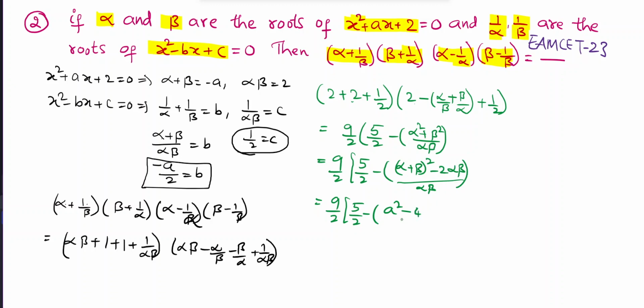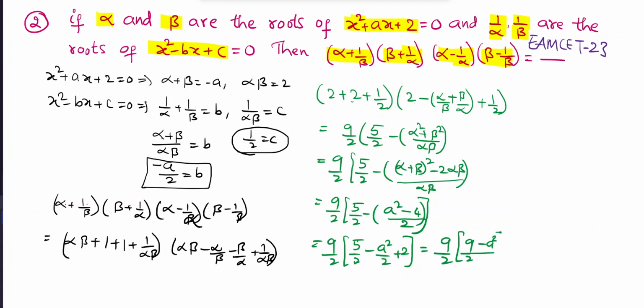4 by alpha beta is 2. That is equal to 9 by 2 into 5 by 2, minus a square by 2, minus into minus 4 by 2 is 2. That is equal, here 5 by 2 plus 2 is, this is also 9 by 2. 9 by 2 into 9 by 2 minus a square by 2, that is 9 minus a square by 2, that is equal to 9 by 4 into 9 minus a square. This is the final answer.